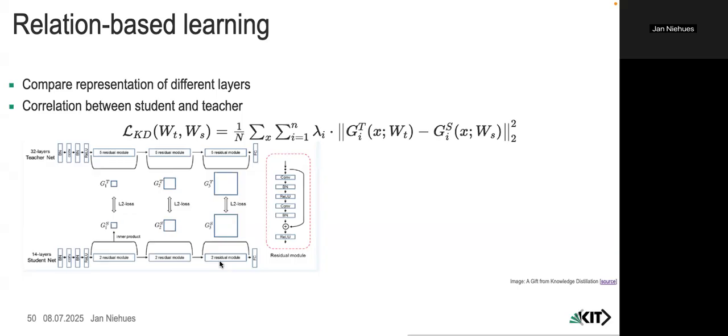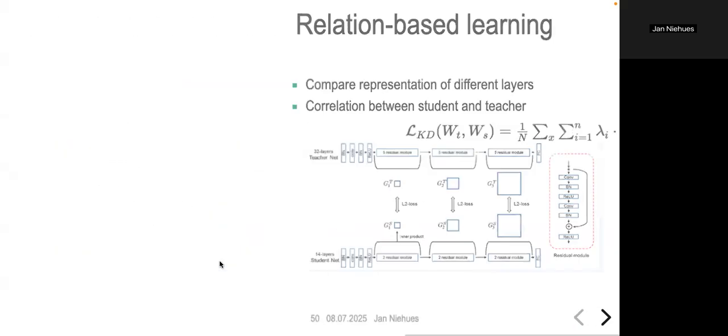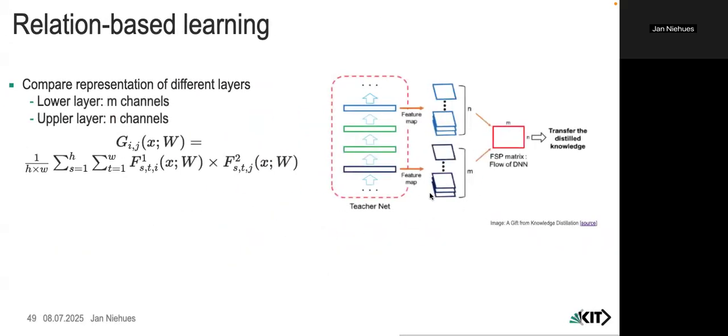Of course, this only works decently if your channels, so your hidden representations, are the same in the two models, because otherwise your matrices will have different sizes and they will not work straightforwardly.